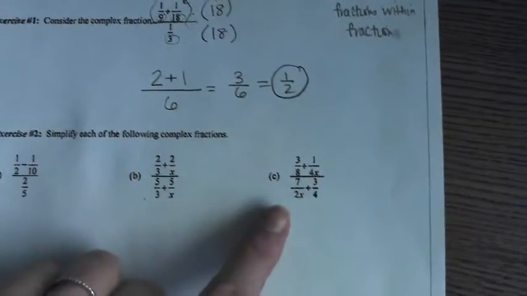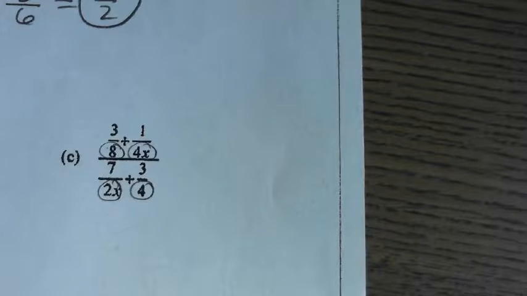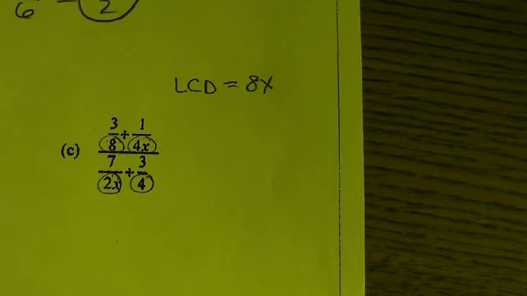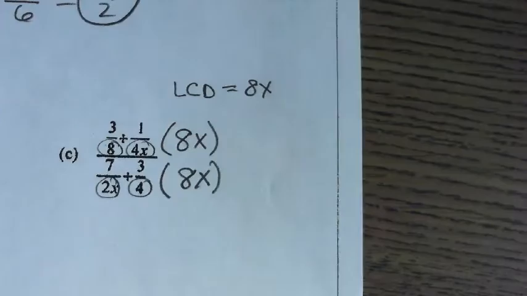Let's jump down to this C. My denominators are 8, 4x, 2x, 4. What is the least common denominator of all of those? 8 for the numbers, but what about the variable portion? 8x. So least common denominator equals 8x. If I were to make them all the same, so I'm not doing that. I'm just going to multiply the numerator by 8x and the denominator by 8x.